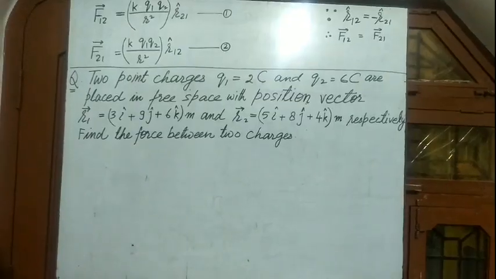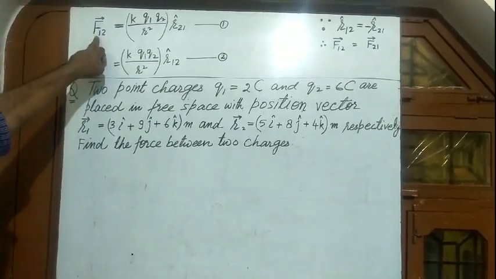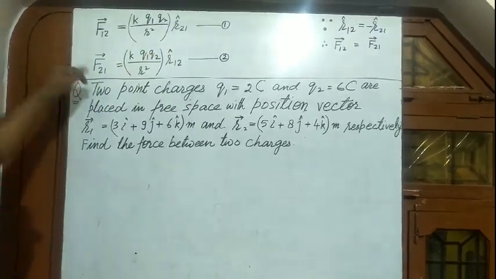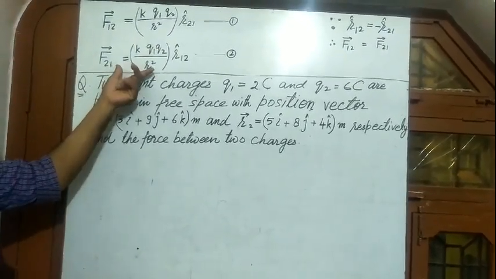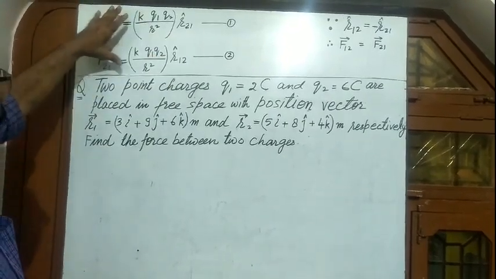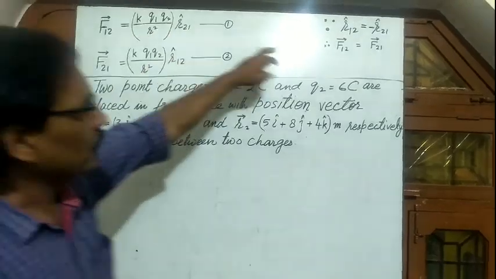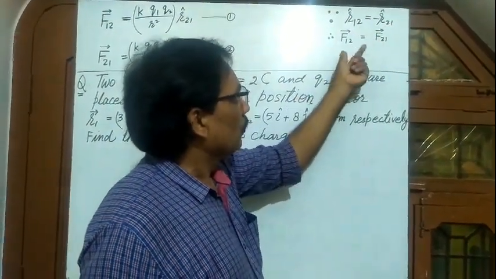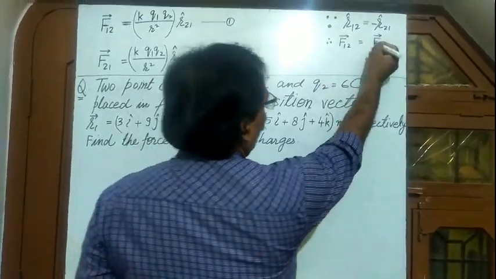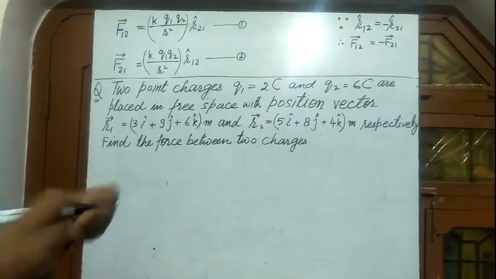Okay. So we have got the result. The force acting on charge Q1, F12, is equal to this, and the force acting on charge Q2 due to Q1 is this. These two forces are equal and opposite, which can be shown since the unit vector R12 cap is equal and opposite to R21 cap. Therefore, F12 will be equal to minus F21. That is, these two forces are equal and opposite.